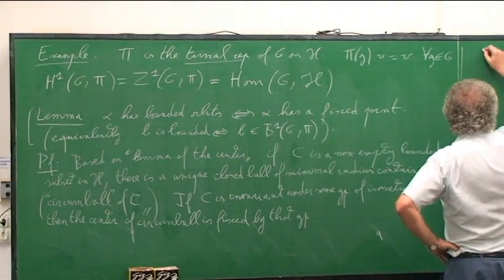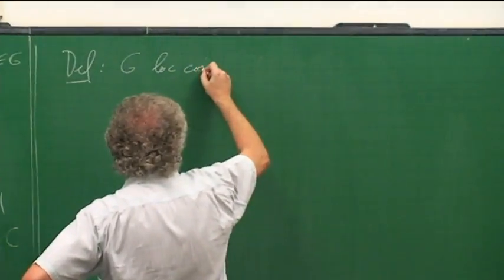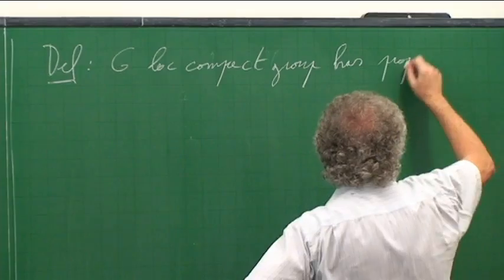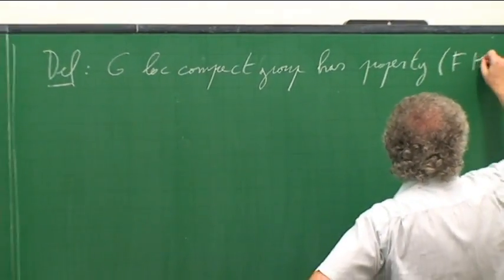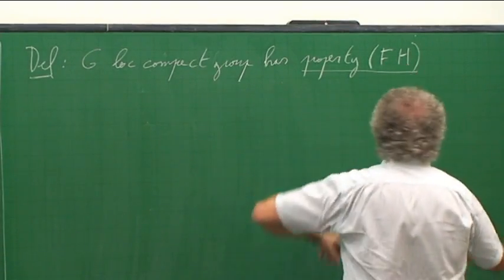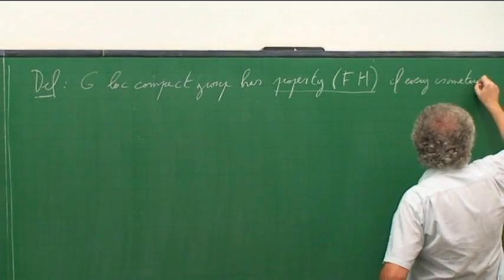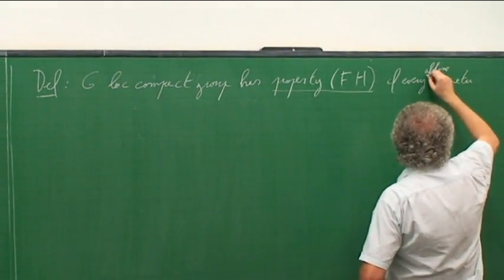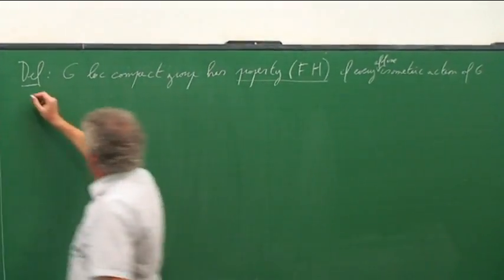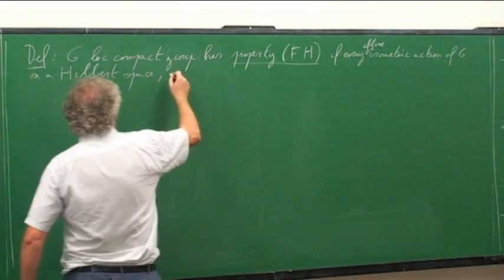So, here's the definition. We say that a locally compact group G has property FH, which stands for fixed points on Hilbert spaces, if every affine isometric action of G on a Hilbert space has a fixed point.